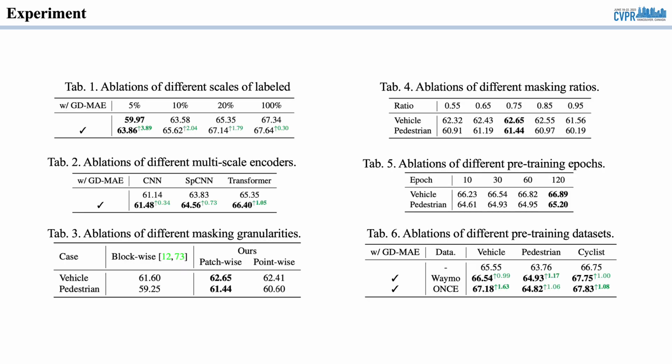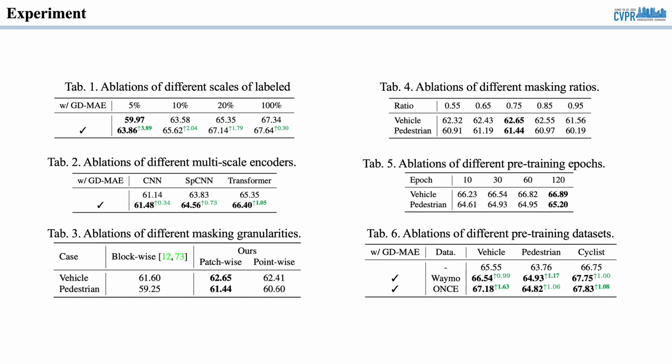We conduct a series of ablation experiments to study the effectiveness of the proposed decoder. Table 1 shows that GD-MAE can significantly improve detection accuracy with only 5% of annotated data available. Table 2 illustrates that GD-MAE can consistently improve the accuracy of different multi-scale encoders. And we found that GD-MAE brings the highest gain for the proposed transformer encoder, which suggests that our simple decoder is particularly suitable for the transformer-based encoder.